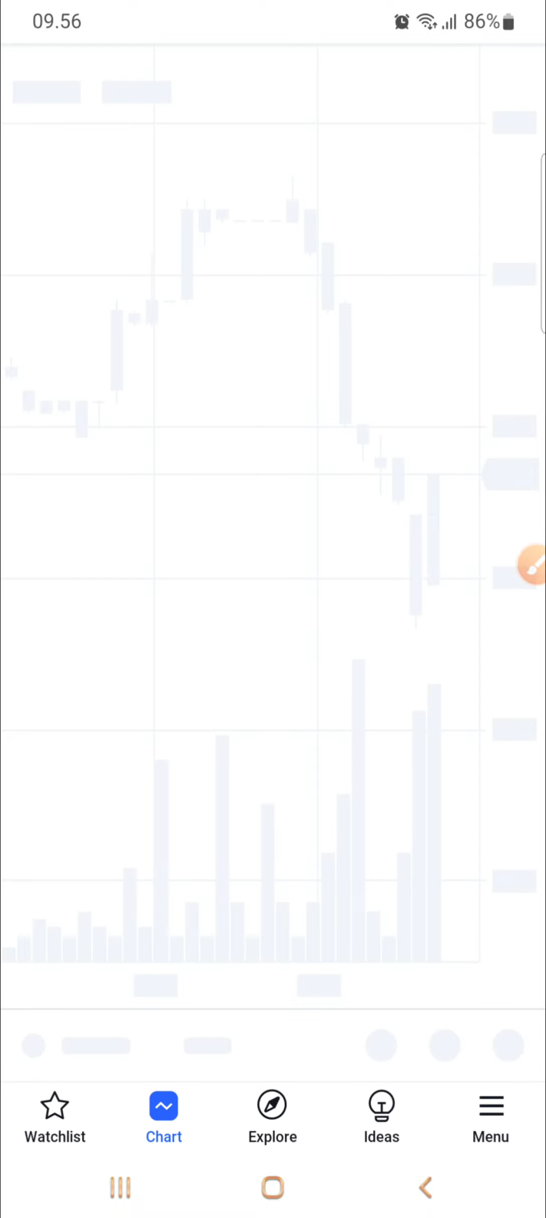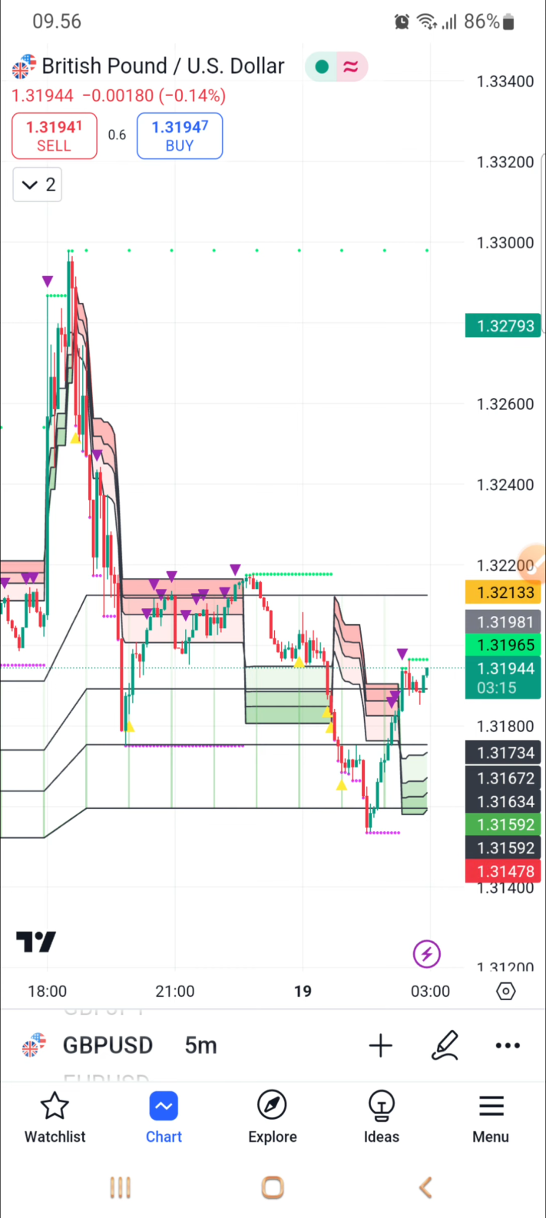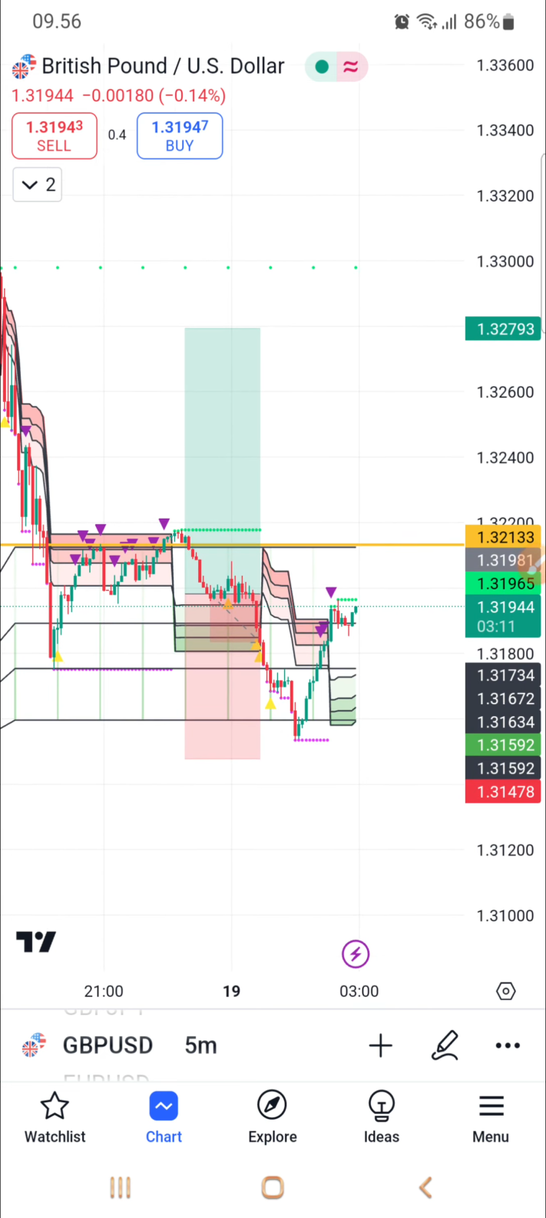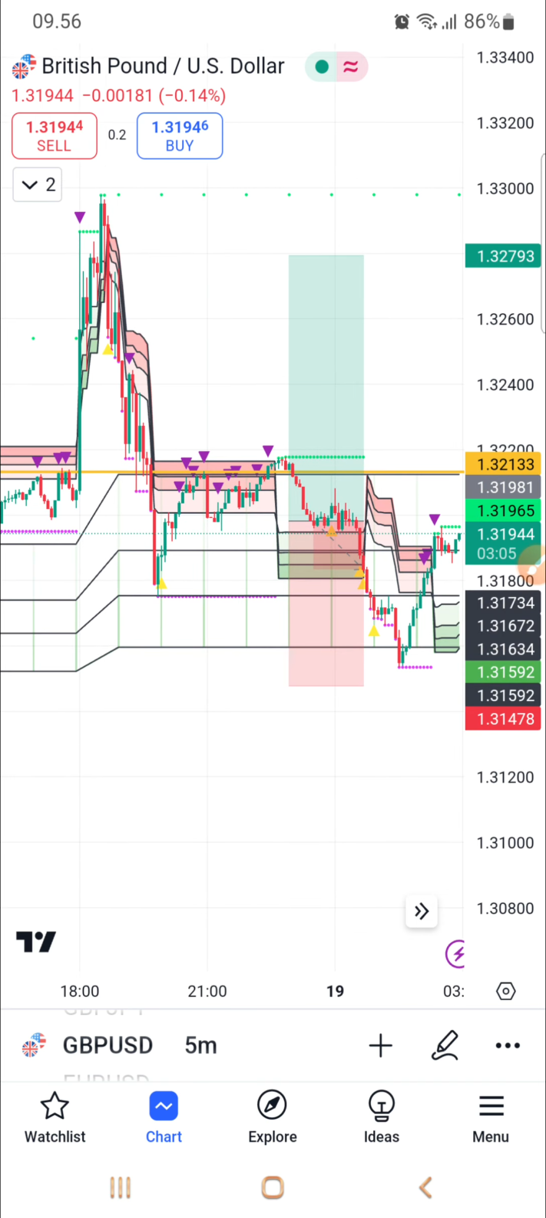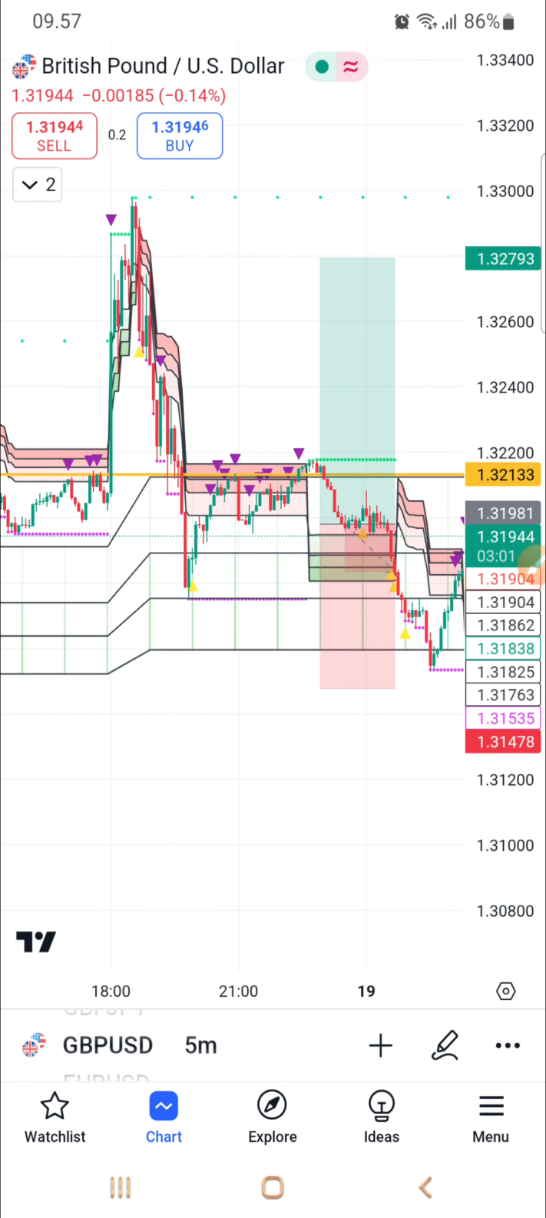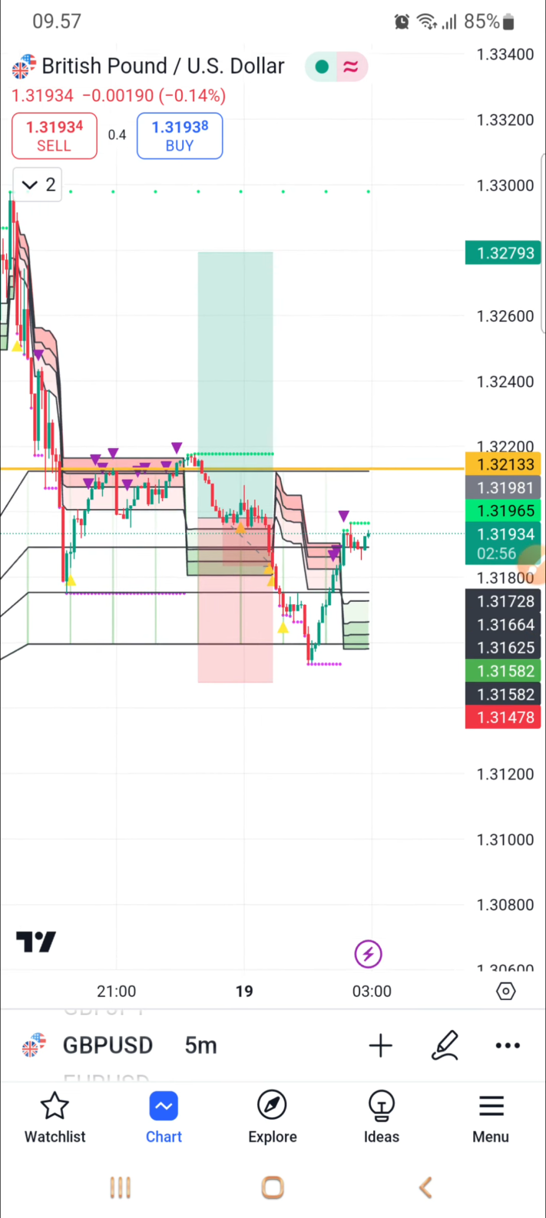So why am I buying pound dollar? In my perspective, in my opinion, according to this indicator, it's telling me to buy. This indicator is telling me to buy. That's why what I'm taking is only the buy option.